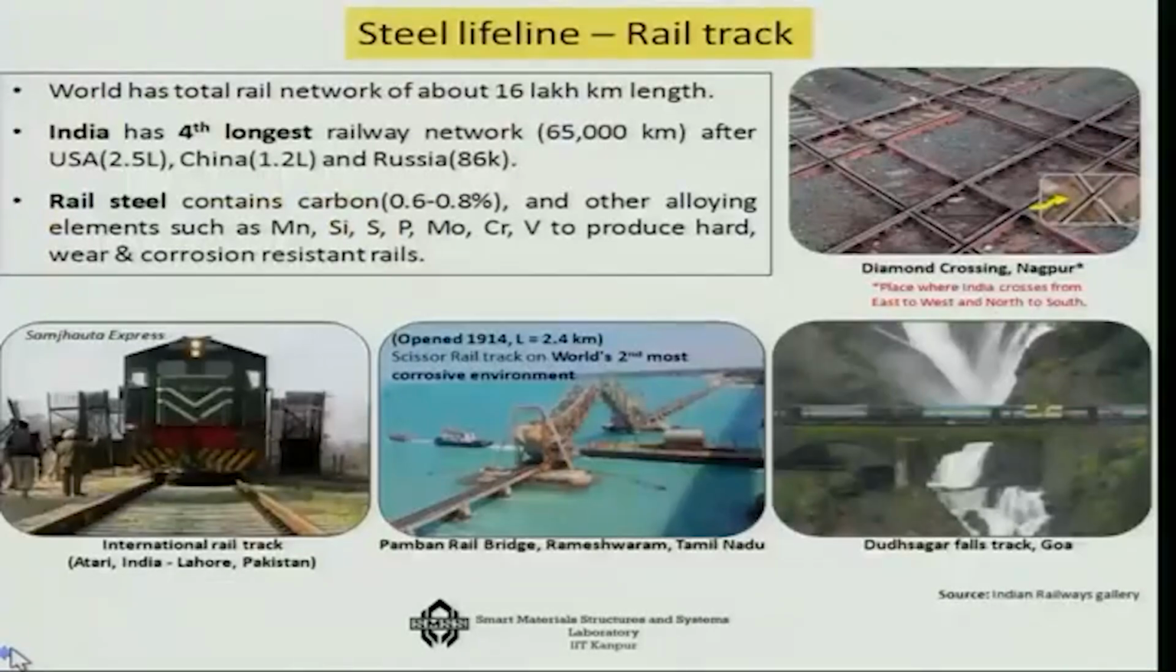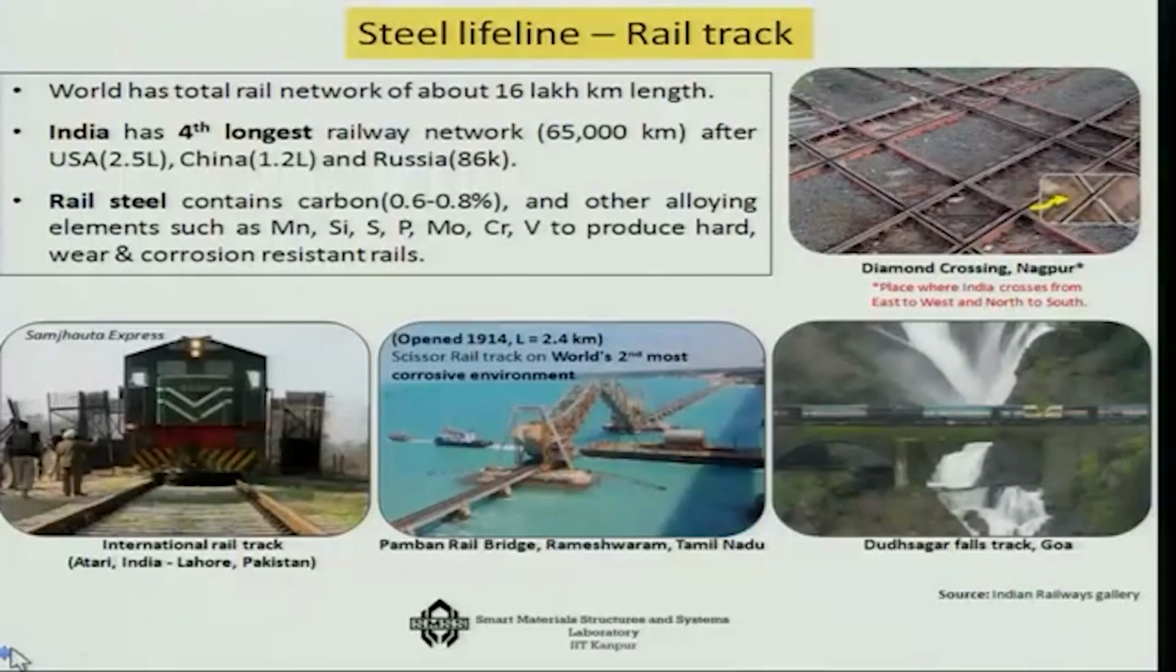Now, in today's context, steel plays a very important role in our civilization. Particularly, for example, the railway tracks. We have the fourth longest railway network, something like 65,000 kilometers, next to USA, China and Russia. This network is possible because of the rail steel, which has a carbon content of about 0.6 to 0.8% with other alloys like manganese, silicon, sulfur, phosphorus, molybdenum, chromium and vanadium. It is a very extensive and robust application of steel.